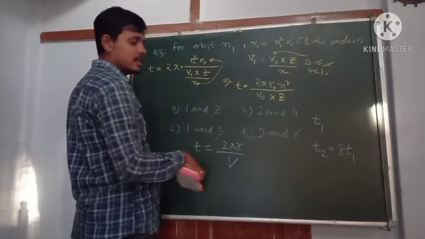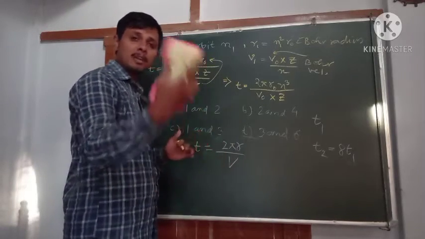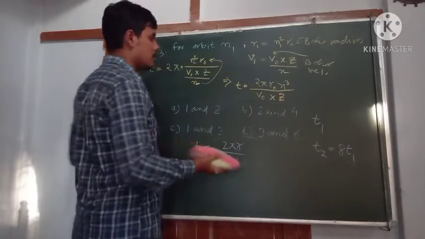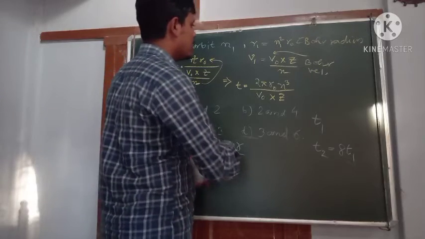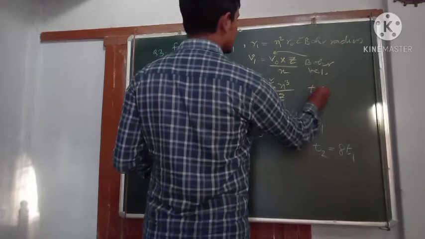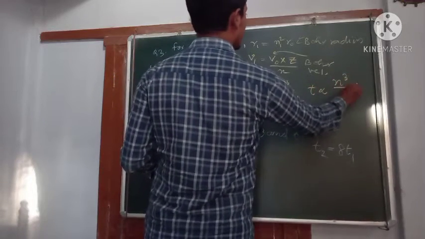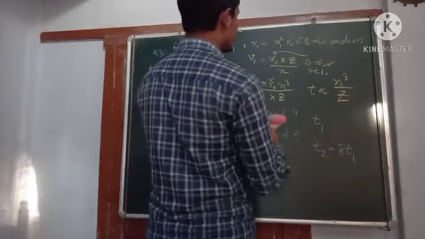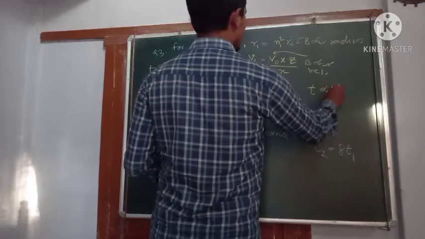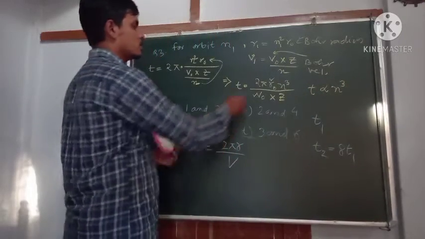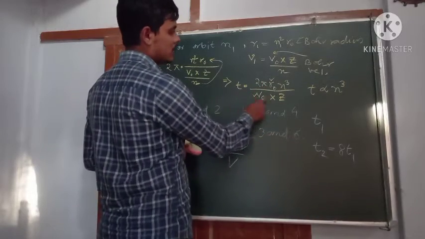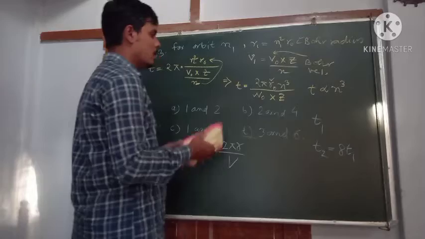So since the orbits are of the same atom, that means this z is constant. We are considering two orbits of one atom, so z is constant. So r naught is constant, v naught is constant, so T is proportional to n cube by z. Z is also constant, so T is proportional to n cube. Twice pi is constant, r naught is the Bohr radius, v naught is constant, z is constant, so T is directly proportional to n cube.